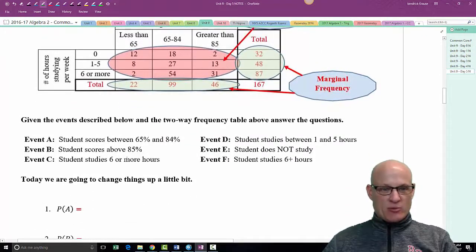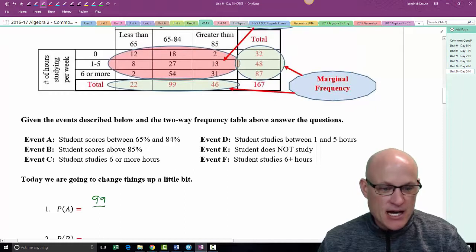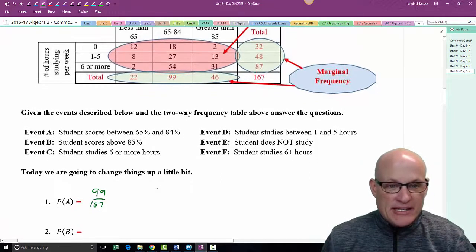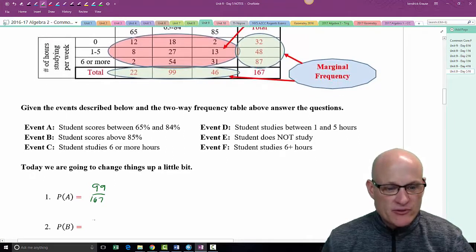Now, the probability of A we already talked about yesterday, scoring between 65 and 84. That was 99 out of 167. That wasn't too bad. The probability of B, what was B? Scoring above 85, that was 46 out of 167.